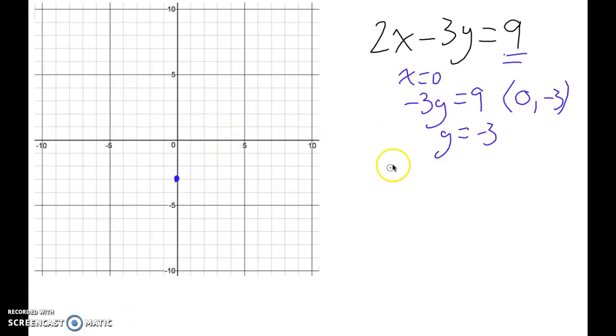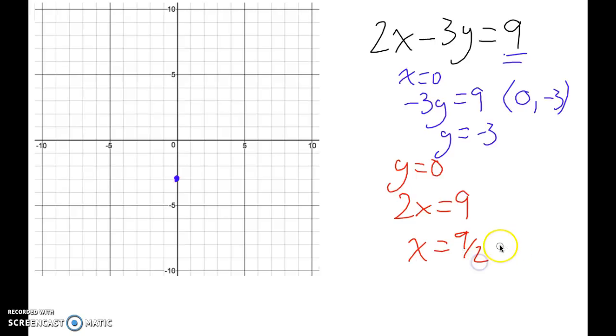However, once we start to substitute 0 for y, looking for the x-intercept, I get 2x equals 9 and x equals 9 halves, or 4.5. Now this one's not an integer, but it's not too bad of a number, 4.5. You can figure out where that is. 1, 2, 3, 4.5. And then you can just sketch from there.